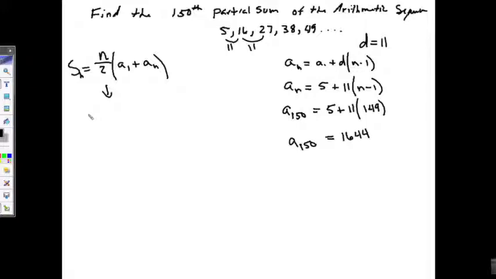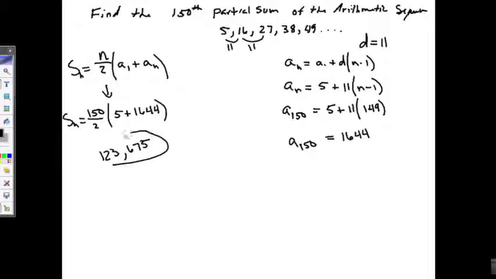So how many terms am I looking at? I'm looking at 150. That's my n value over 2 times the first term, 5, plus the last term, which is 1644. And all of this together equals my summation, my partial sum, my 150th partial sum. Alright, so actually evaluating all of this stuff is going to get me 100,203,675. Very big summation. But that's how you do it.